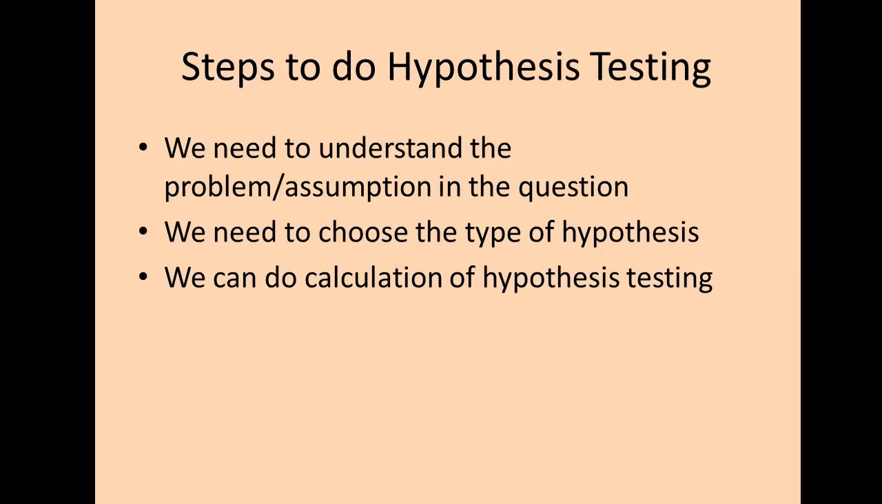Here, I already made a summary for all of you about the steps to do hypothesis testing. First step is we need to understand the problem or assumption, based on the question. And then after we understand the assumption, we need to choose the type of hypothesis, because in statistical analysis for hypothesis testing, there are three types of hypothesis, and I will share them in the next slide. Finally, after you understand the assumption and choose the type of hypothesis, you can do the calculation of hypothesis testing.